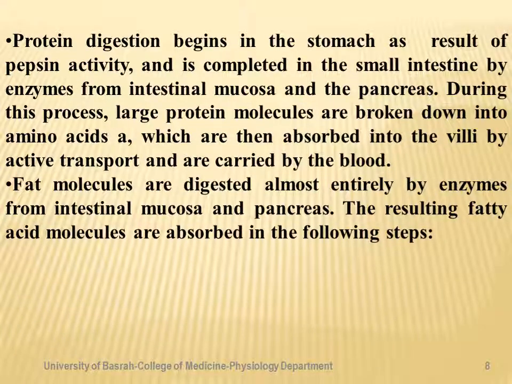Now, protein digestion begins in the stomach by the effect of pepsin, which is the active form of pepsinogen, and then it is completed in the small intestine by the pancreatic proteolytic enzymes, and at the same time different types of intestinal enzymes released from the intestinal mucosa break proteins down into amino acids, which are absorbed by the villi of the small intestine by active transport and carried to the blood.